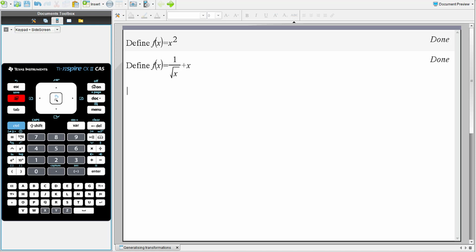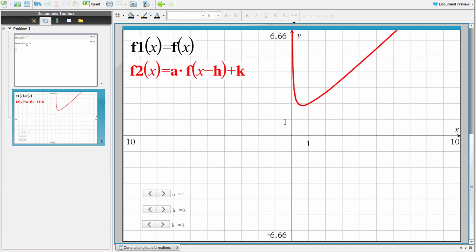So now there's the graph. This is this new graph shape: y equals 1 over the square root of x, plus x. I'm not asking you to draw that graph. I'm just going to give you a general shape that is not about you coming up with the equation. It's about you understanding the impact of A, H, and K. So again, let's isolate each one.